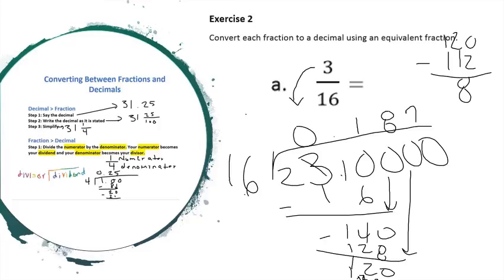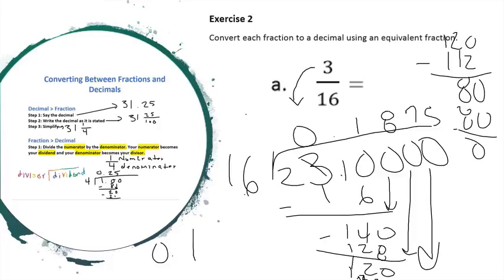And then I'm going to bring the next number down. And then bring it on back. Divide. How many times can 16 go into 80? 5. Multiply, it's going to give me 80, subtract 0. So I know my answer is 0.1875. However, I want you to say it without the decimal. Remember place value, this is tenths, hundredths, thousandths, 10,000ths.